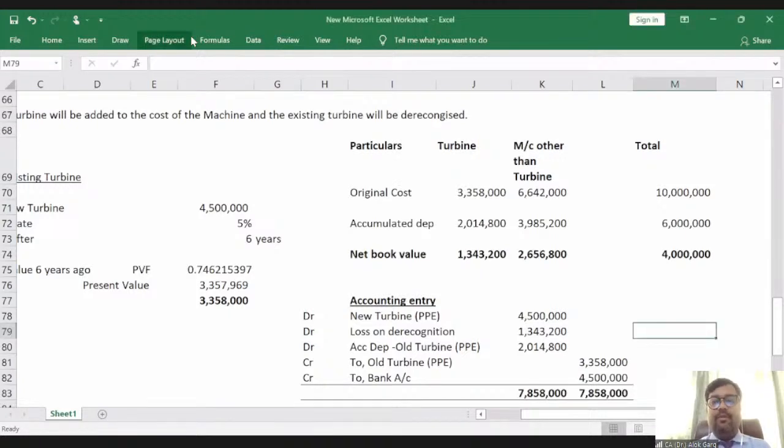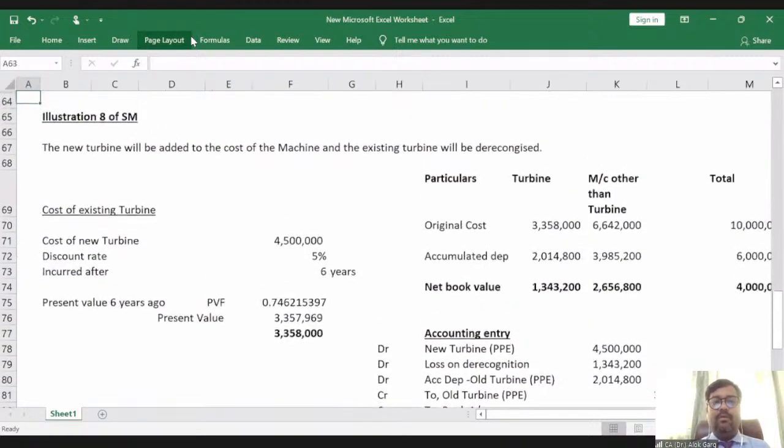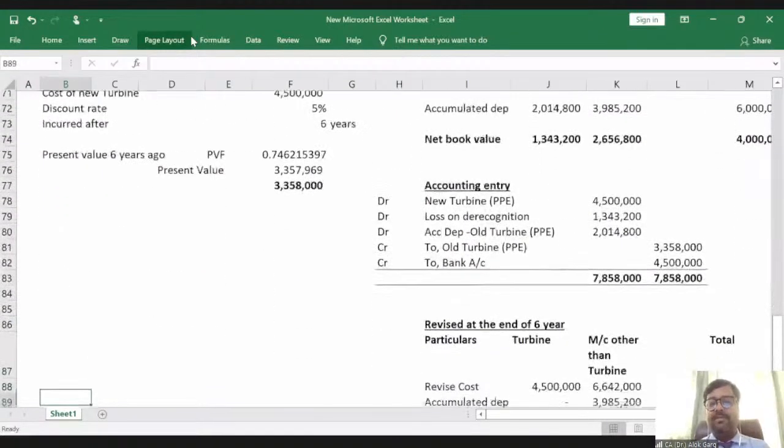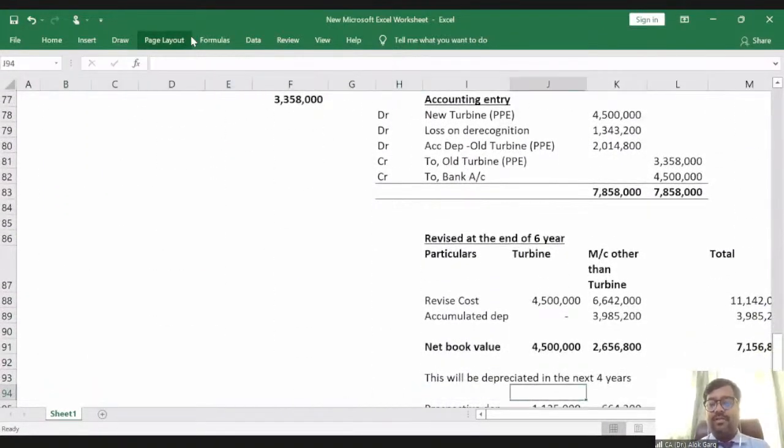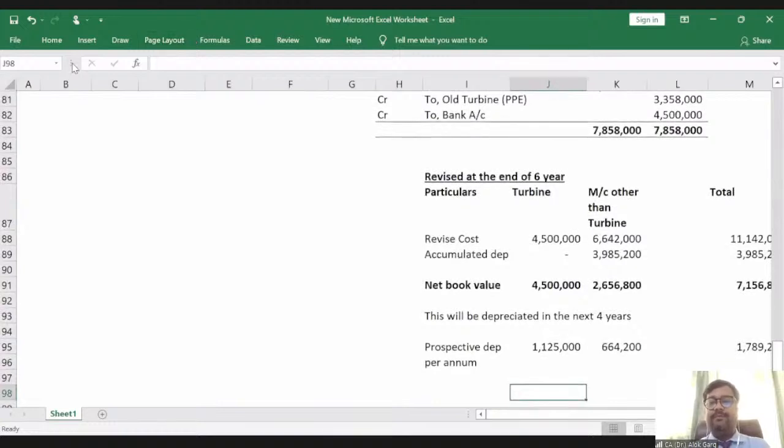Friends, let me know if you have understood this particular case study. Otherwise, I'll repeat it and ensure that you understand this case study.